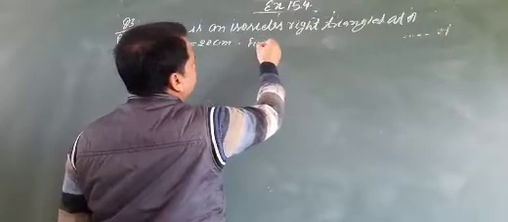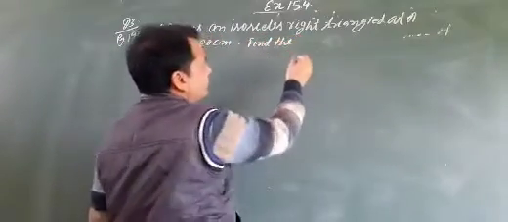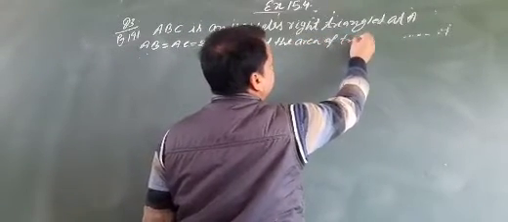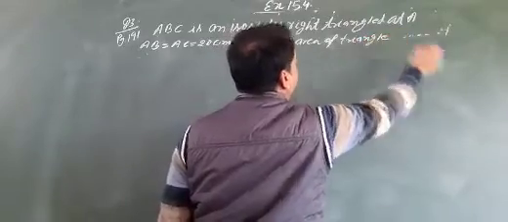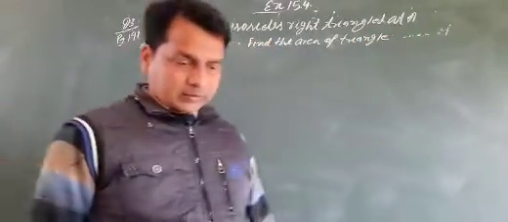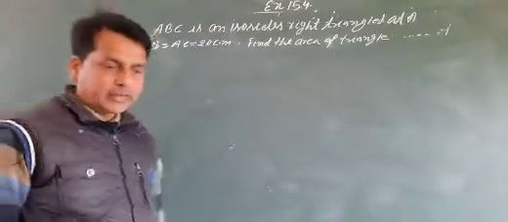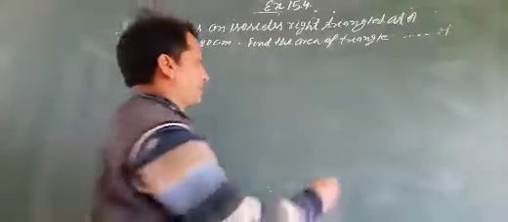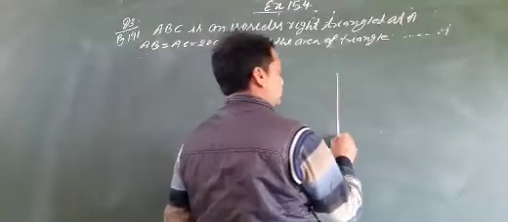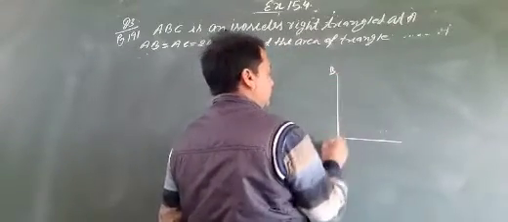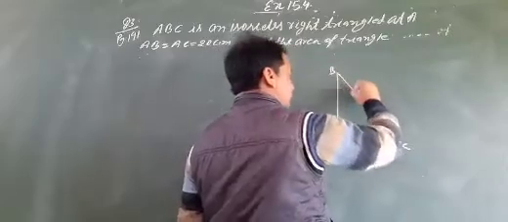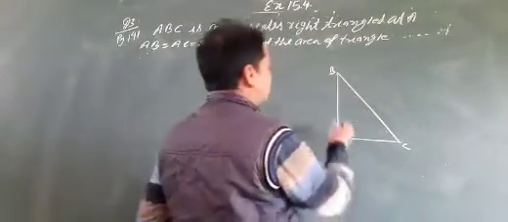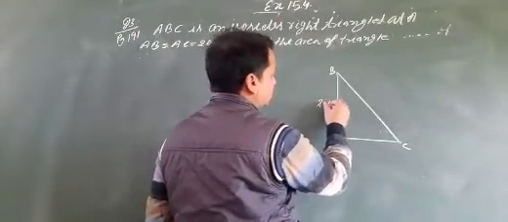Find the area of the triangle. So here ABC is an isosceles right triangle, right angle at A. Then the triangle is here, right angle at A, and AB equal to AC is given, that is 20 centimeter.